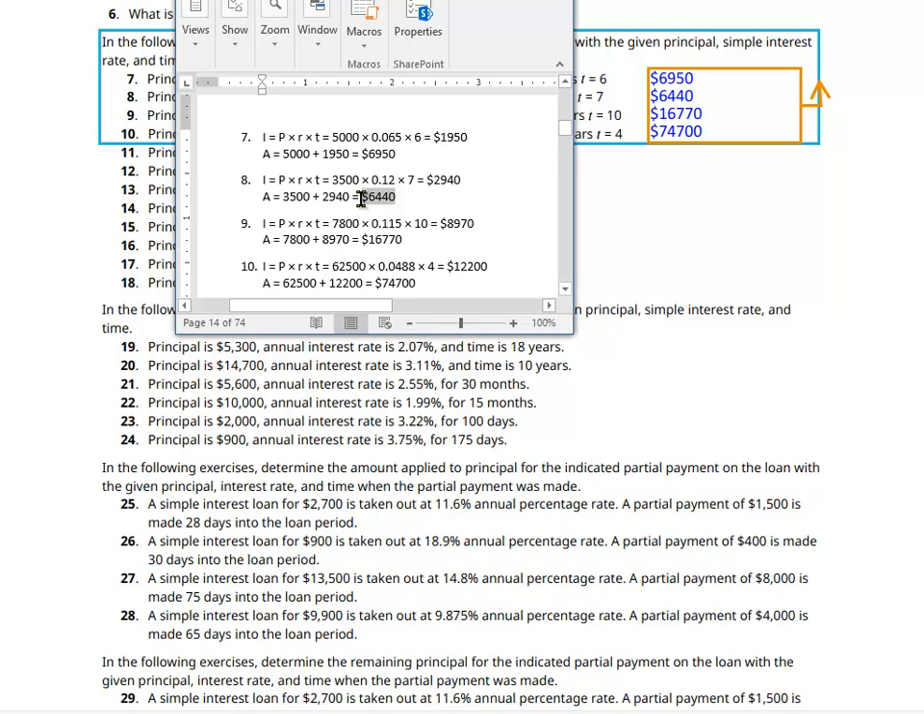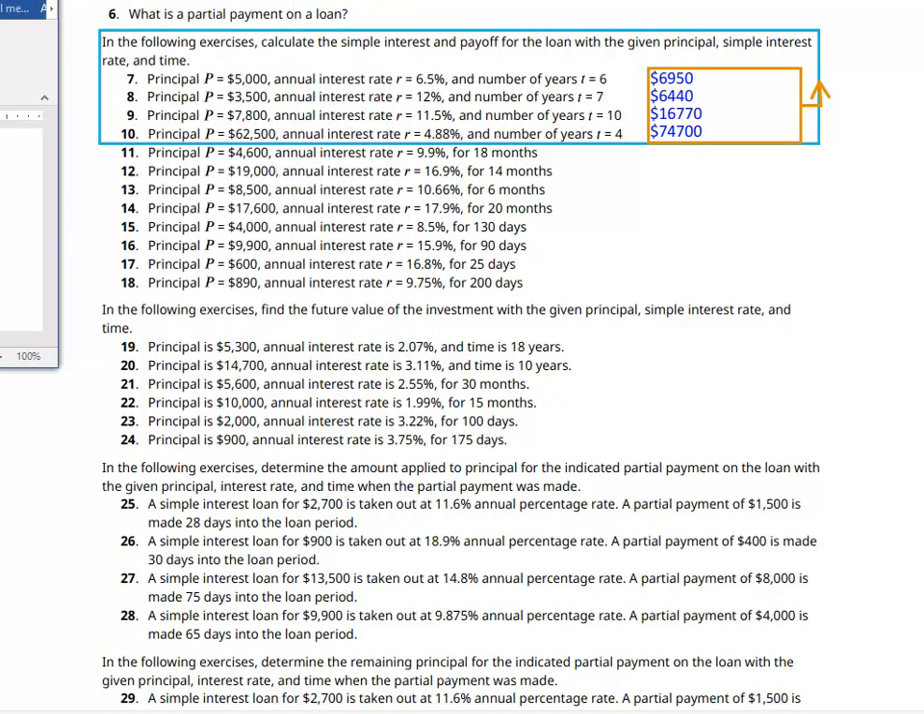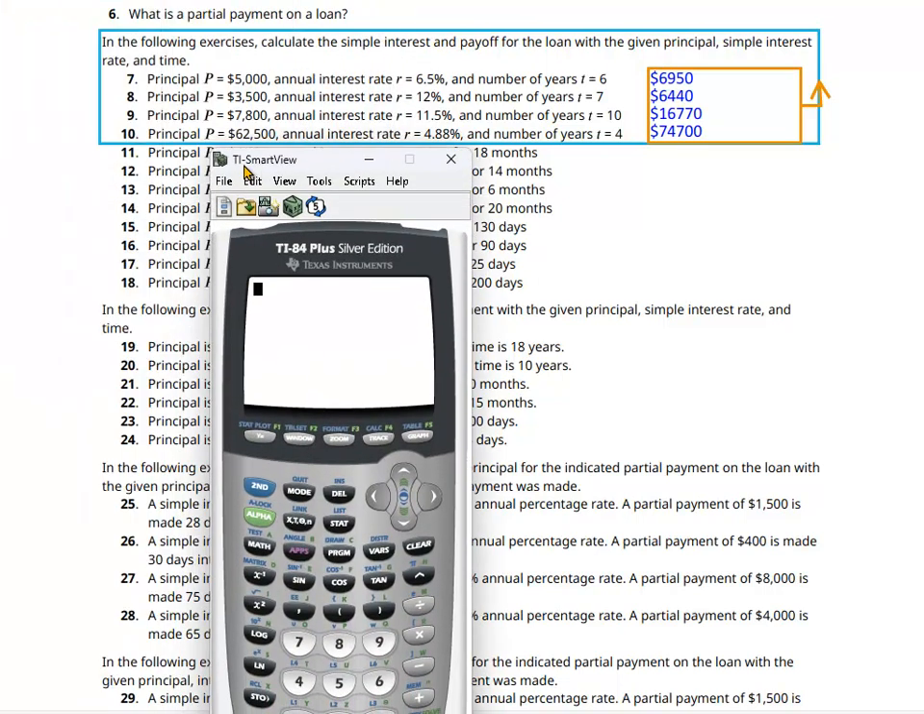So notice what you do is multiply the principal times the rate, 12% for example here, times 7 years. You come up with the simple interest, and then you add the original principal to it, and that result is the future value of the investment. I'm going to show you how to do it on the calculator.